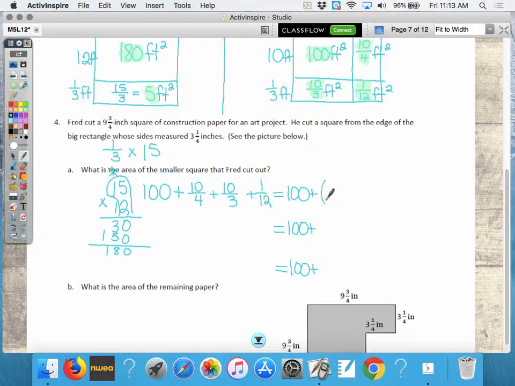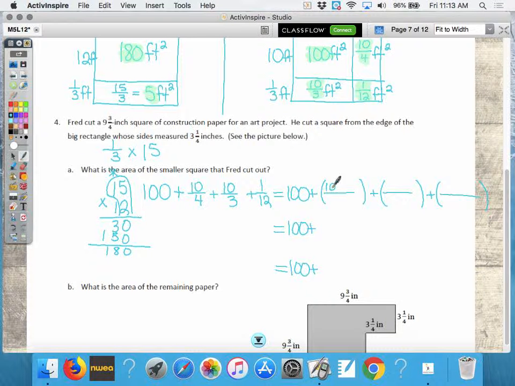Now, eventually you'll be able to do this part in your head, but is it a good idea to go ahead and write it down right now? It is, because you've got to find a common denominator for these 3 denominators.